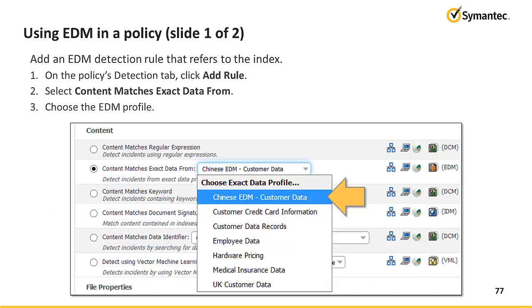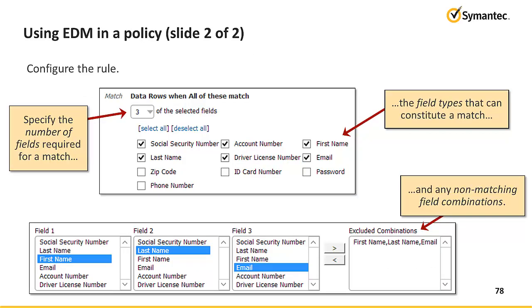To configure Symantec DLP to detect confidential data against your new EDM index in a policy, add an EDM rule to a policy that references the index. This is accomplished by choosing the Content Matches Exact Data From option and selecting an EDM profile from the accompanying drop-down list. Next, configure additional rule settings as needed, such as selecting a default severity level for incidents where sensitive data is detected, or specify the number of fields required for a match, or specify the field types that can constitute a match.